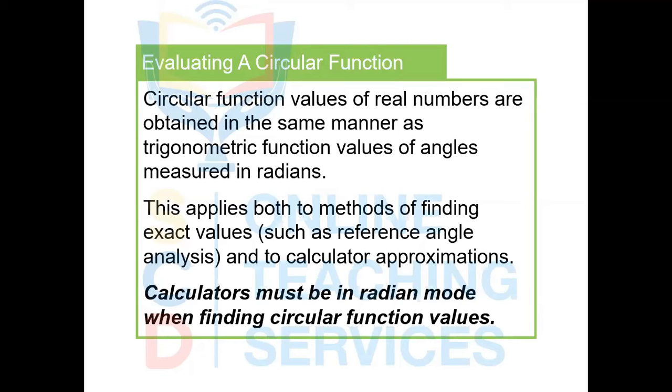Okay, so it is clearly stated in the concept notes that circular function values of real numbers are obtained in the same manner as trigonometric function values of angles measured in radians. Because last time when we measured the unit circle using the radian measure, we have pi all over 2, okay, and so on, right? So we also have what we call the exact values of that using the reference angle analysis, because we have to look into what kind of angle that is.